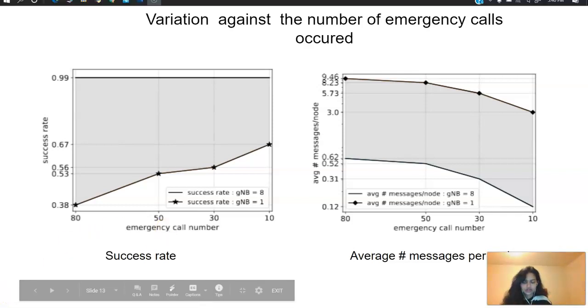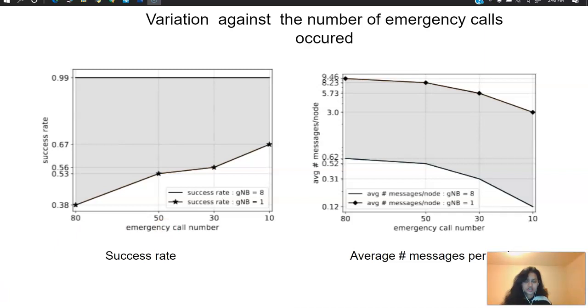The next graph shows how the average relayed messages per node changes with the number of calls ranging from 80 to 10.